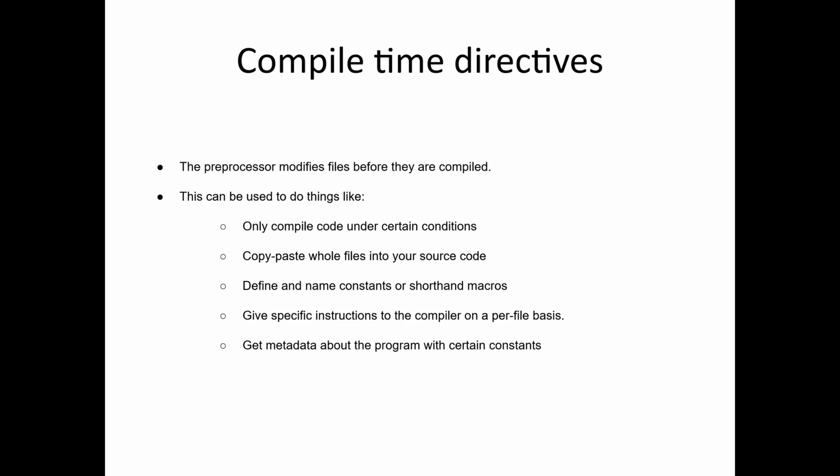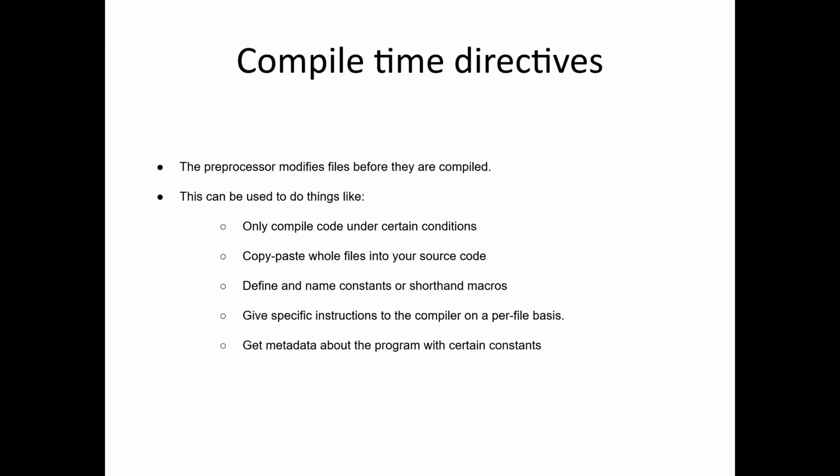So, the C preprocessor and compile time directives. If you remember the pipeline from last time between the programmer and a finished program, the C preprocessor is a step between the text editor and the compiler. They're generally lumped together because the preprocessor is useless without the compiler. The preprocessor modifies source code files before they get compiled.